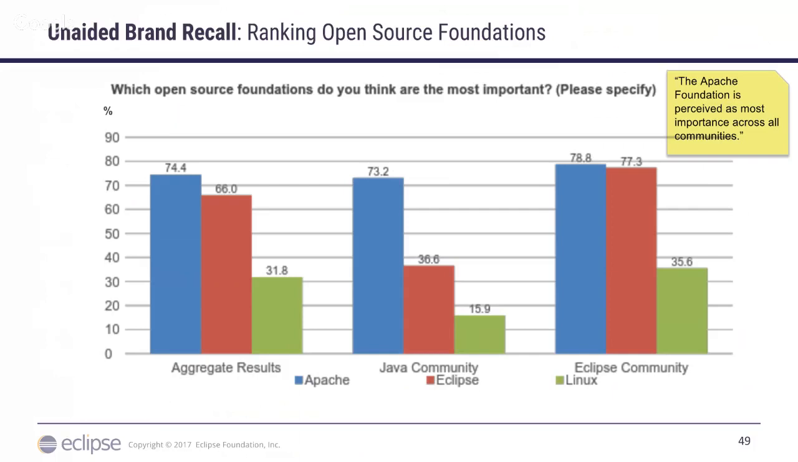Then we asked, and this was completely unaided, what open source foundations do you think are the most important? It was a write-in, and if you look at the aggregate results, Apache was number one, Eclipse second, and then the Linux Foundation. If you cut the data with just the Java community, the Java land respondents, Apache continues to be up there. Within the Eclipse community, we're basically on par with Apache. So the takeaway here is that Apache does very well in top of mind recall of open source foundations. Not terribly surprising. We do very well within the Eclipse community. Some interesting data points there.